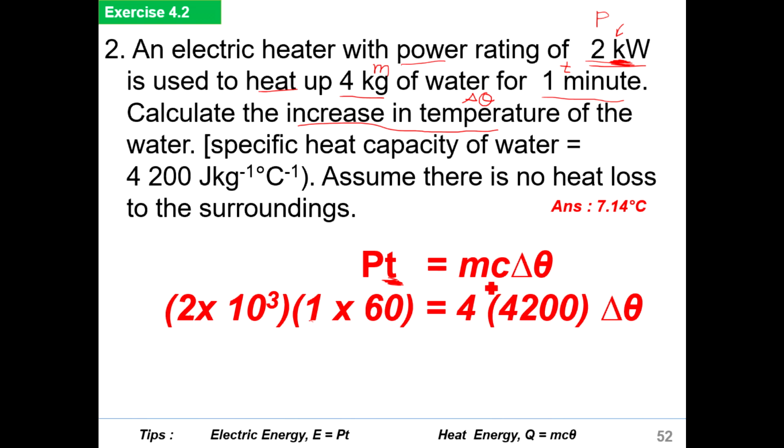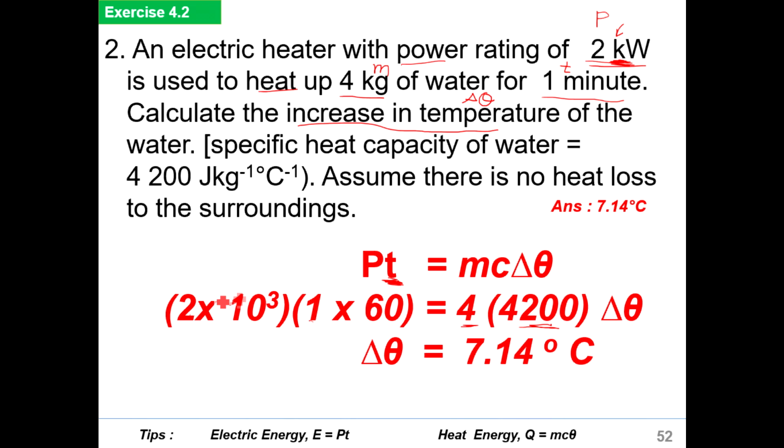And then M is the mass. The mass of the water is 4 kilogram. And then the specific heat capacity of the water is given. Now you can use your calculator, calculate the change in temperature. You will get that answer. Don't forget to write the final unit. This question can give you up to 3 marks.